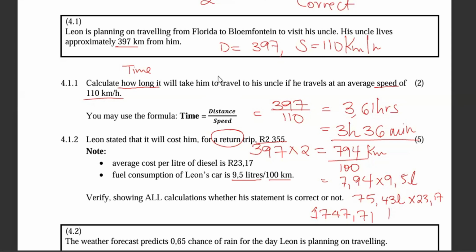So remember, verify showing all calculations whether his statement is correct. So we say it's what? Incorrect. Or you can say it's invalid. Or you can say it's wrong. Just calculate it. He will need 1,747 rands 71 cents.